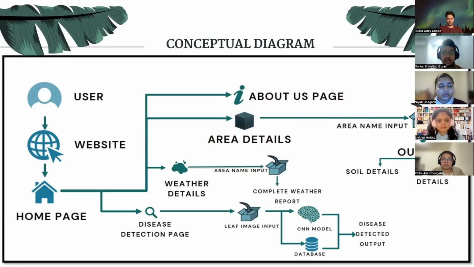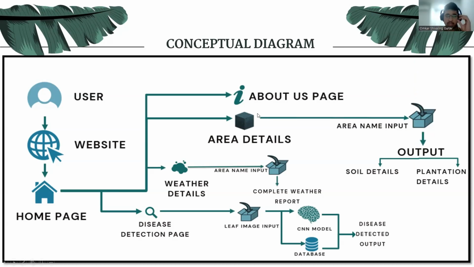Our MVP is the disease detection page where we are taking an input image from the user and providing it to our CNN model. Basically, we are working on a machine learning model that will accept images, train on them, and give an analysis back to the user. So this was our conceptual diagram.